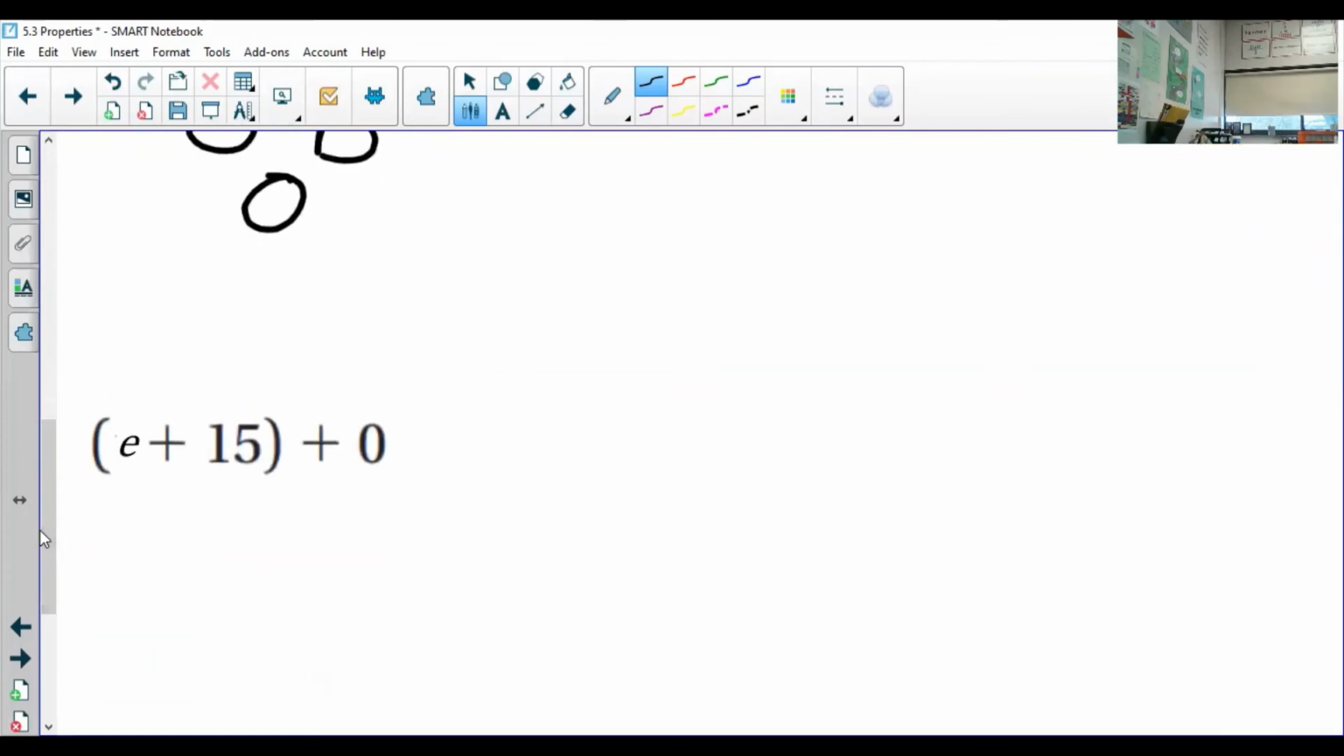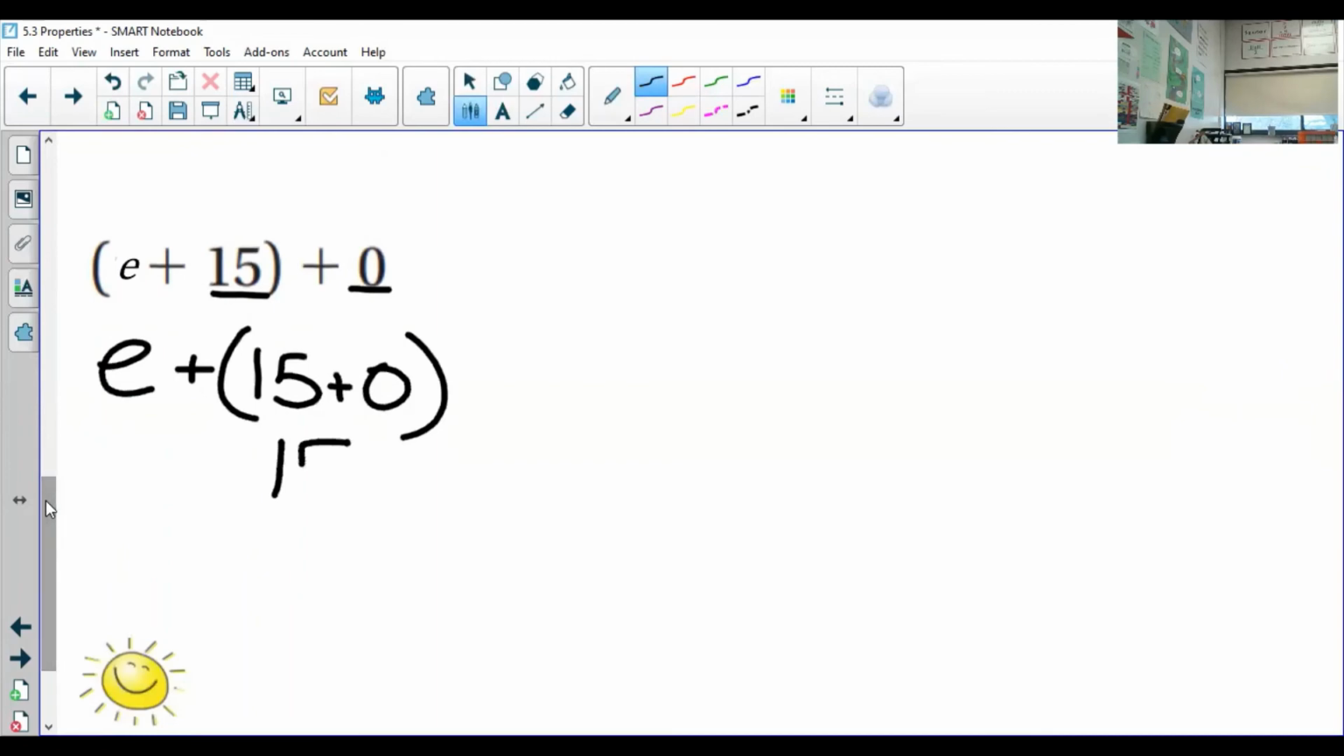Okay, now let's look at this one. We have e plus 5 and 15 in parentheses plus 0. What can I combine? The 15 and the 0. So the associative property says that I can move these parentheses over. Let's do it. E plus 15 plus 0. What's 15 plus 0? Well, we already know that's just going to be 15, right? Plus e, which I cannot make smaller, so that's my final answer.